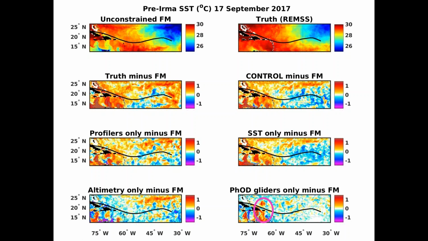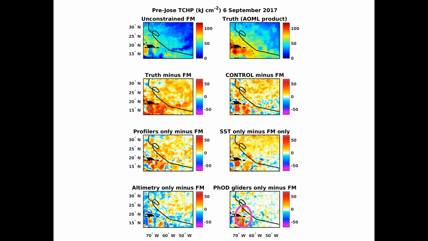For SST, again, this is fairly similar, with the assimilation generally improving results. Again, you don't expect altimetry to correct SST, obviously. You're correcting subsurface profiles, but generally each observing system has a positive contribution to improving the initial model.